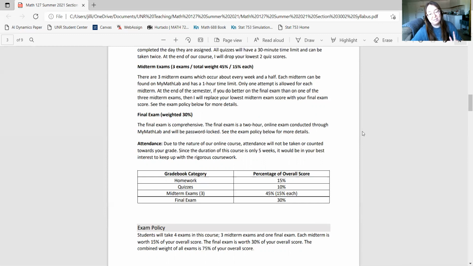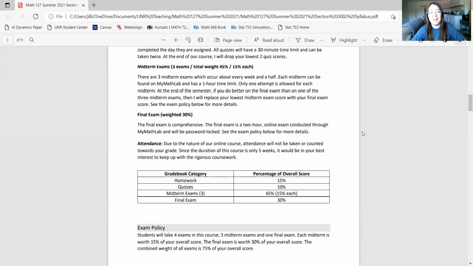So then lastly, final exam. The final exam is comprehensive. It is 2 hours online on MyMathLab, and it is password locked. So the day of the final exam, I'll release the password and you'll all be able to take it. The final exam, as of now, what I'm planning for is that it will not be proctored. You'll take it just like you took every other exam. The only difference is that it's password locked.